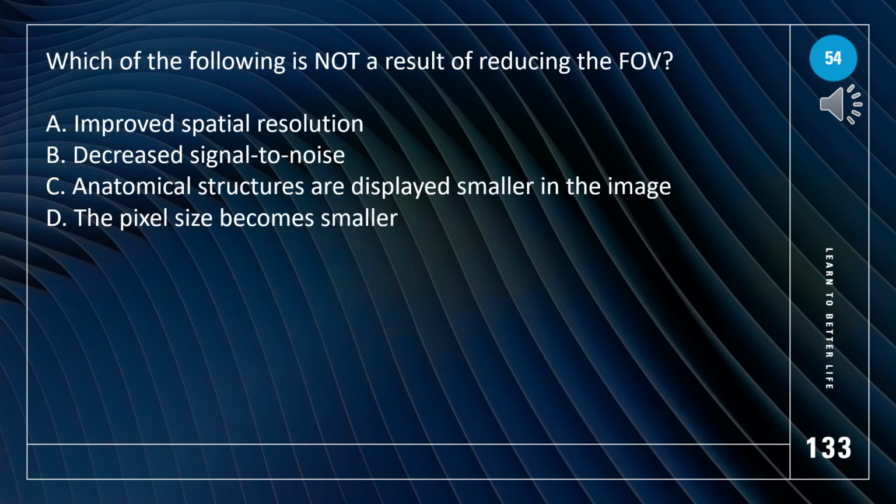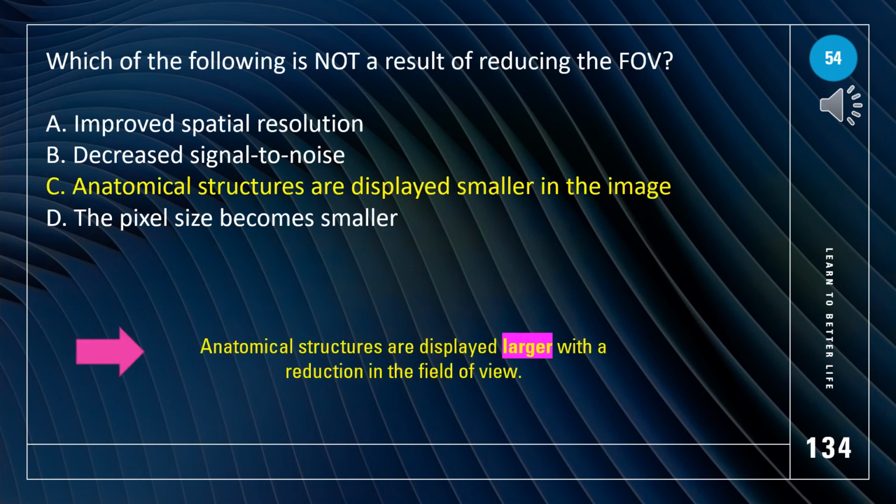Which of the following is not a result of reducing the field of view? A. Improved spatial resolution. B. Decreased signal to noise. C. Anatomical structures are displayed smaller in the image. D. The pixel size becomes smaller. C. Anatomical structures are displayed smaller in the image. Anatomical structures are displayed larger with a reduction in the field of view.